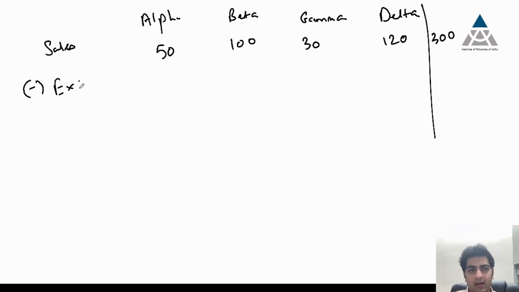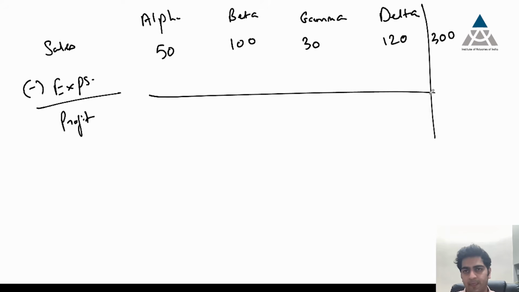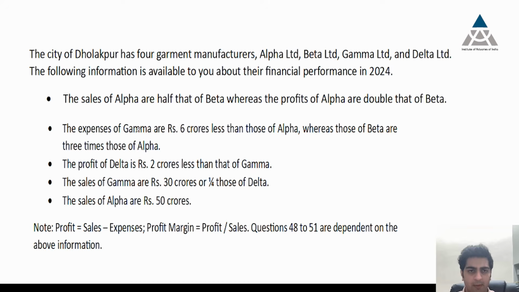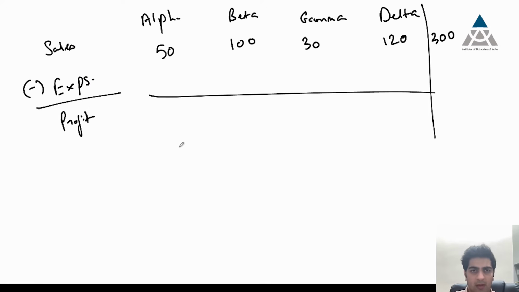Now it is going to be a little challenging to calculate expenses and profit, but let's give it a best shot. So let's see what they have given in terms of expenses and profit. One thing they have given is Alpha's profit is double that of Beta. So Alpha's profit is double that of Beta, kind of like this is 2x, this is x. Just for now I'm writing this.